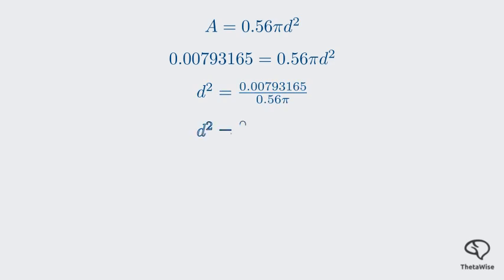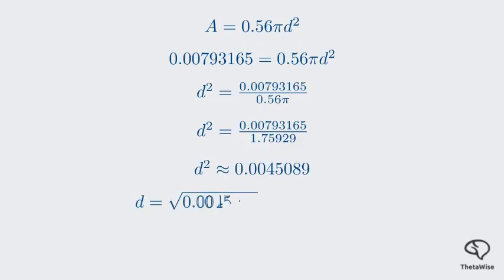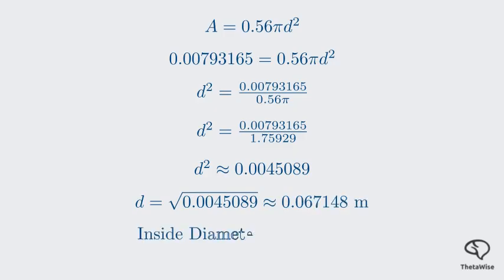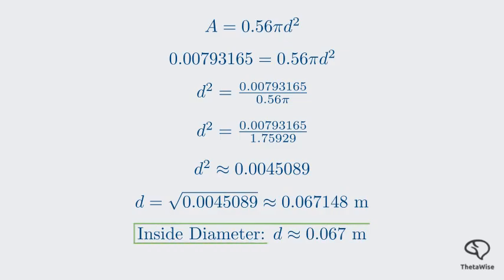Calculating the denominator, 0.56 pi is approximately 1.75929. Dividing the area by this number gives us d squared. d squared is approximately 0.04089. The final step to find d is to take the square root of both sides. The square root of 0.045089 is approximately 0.6714. Rounding this to 3 decimal places, the inside diameter, lowercase d, is 0.067 meters.